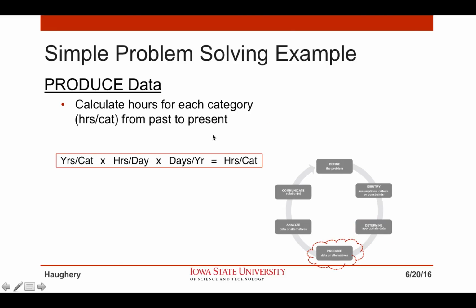And to produce data, I'm going to do some calculations, and really what I'm going to look at is trying to understand how many hours per category I've worked. I'm going to look at how many years I've worked in each category, how many hours a day I've worked on average in those categories, and how many days a year that is. So I can calculate total hours per category. I'm just going to run this simple multiplication for each of the different categories.